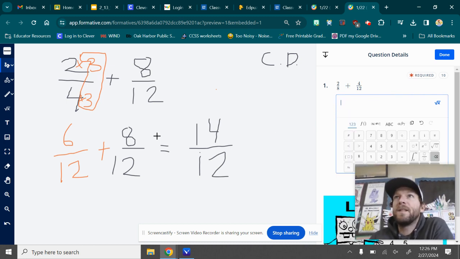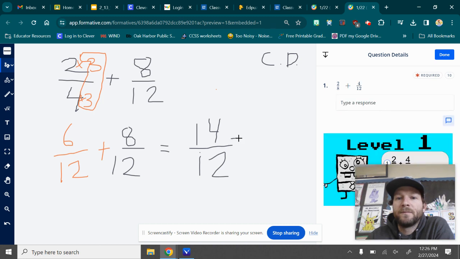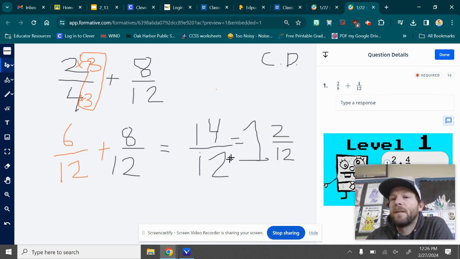No, because 14/12 is improper. So what I have to do is think, how many 12ths make one whole? 12/12 make one whole. So if I pull out one whole, that's 12/12. And then I have two more because 12 plus 2 is 14. So 14/12 is the same as 1 and 2/12, which I could type in.